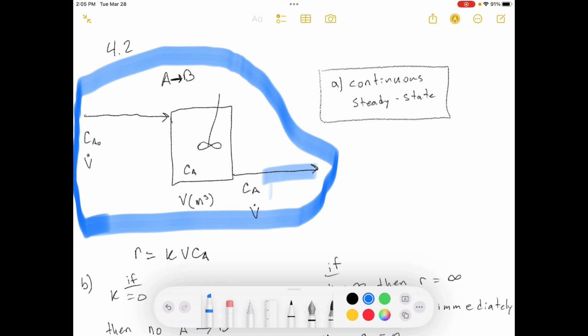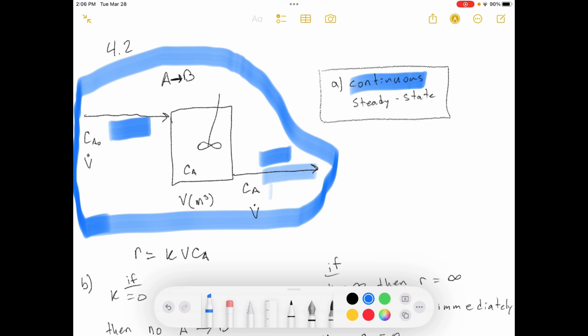Part A. Is this process continuous, batch, or semi-batch? Is it transient or steady state? This is a continuous process. You have a steady flow in and a steady flow out. That's the definition of continuous.